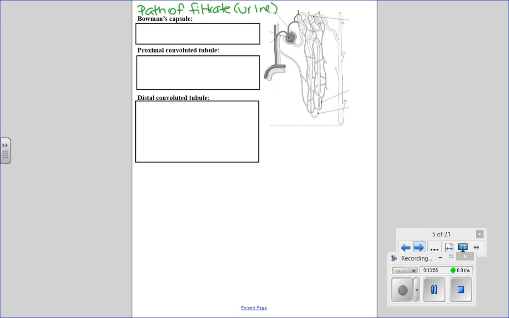Now the first structure that we'll talk about is Bowman's capsule. On your diagram, it's this line right here. It's sort of a little cup-shaped structure that surrounds the glomerulus. So that is Bowman's capsule.